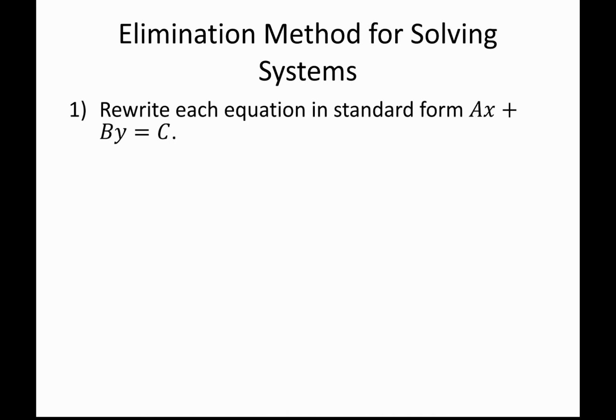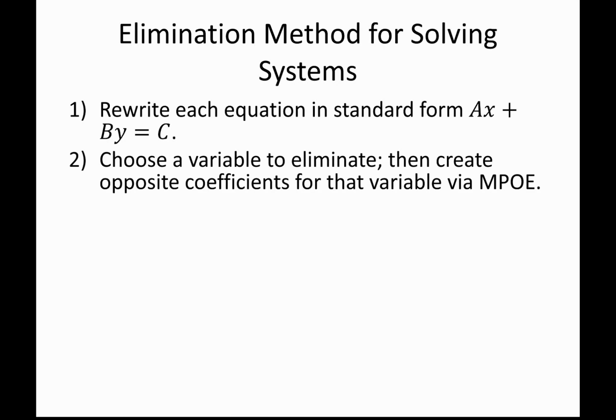Here we go. So first, let's go through the method. The first step is that we want to write each equation in standard form, which is to say that we want to have the x and y terms on the left-hand side of the equation, the constant term on the right-hand side for both equations in the system if it's not already presented that way. Depending on how you're given the system, you might be able to skip step 1.